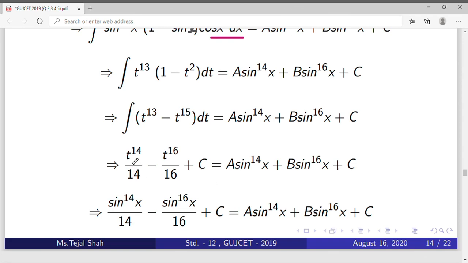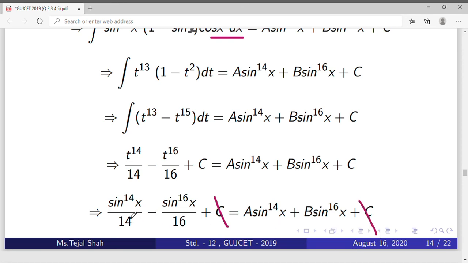Again here t is replaced by our assumed value. So t is nothing but sine function. So here sin raised to 14x upon 14 minus sin raised to 16x upon 16 plus c equal to right hand side. Now compare the coefficient on both the side. Okay. So now here c is cancel out. Here sin 14x, sin 14x.